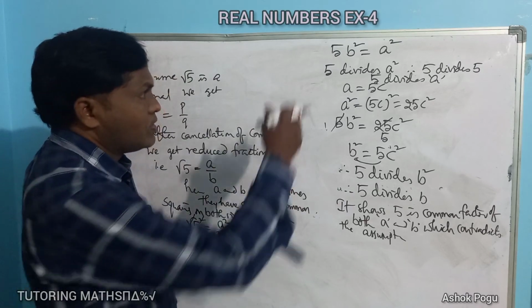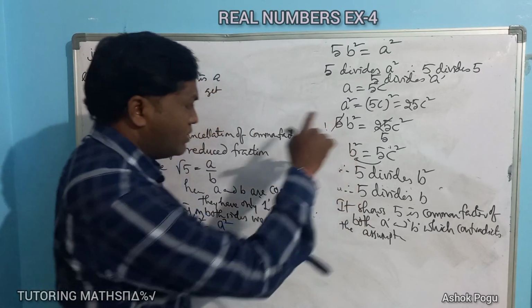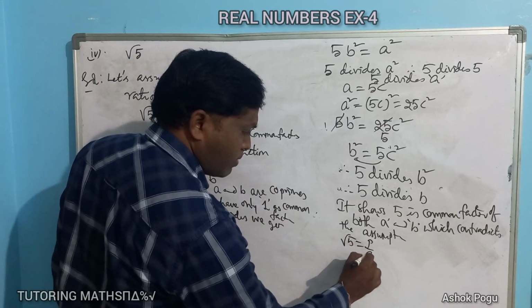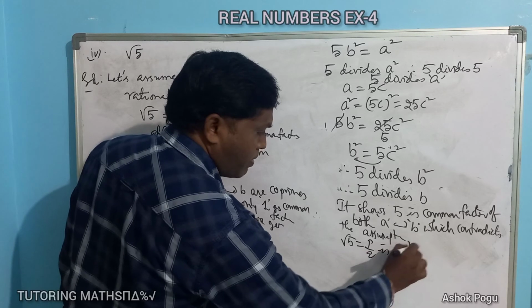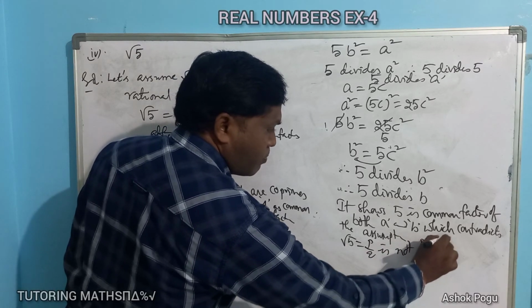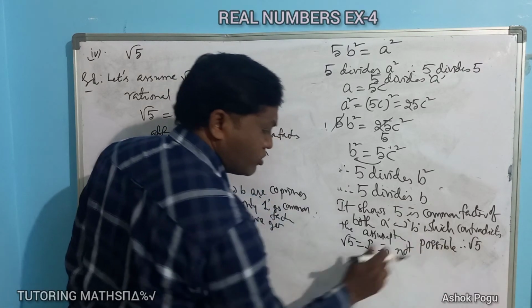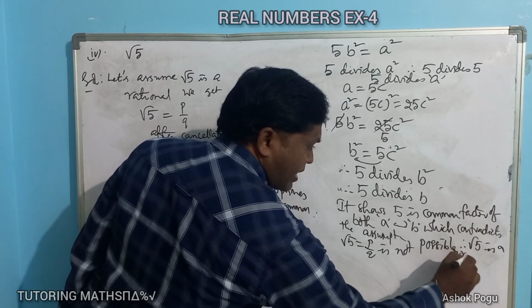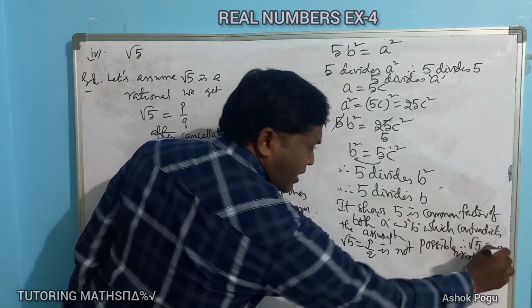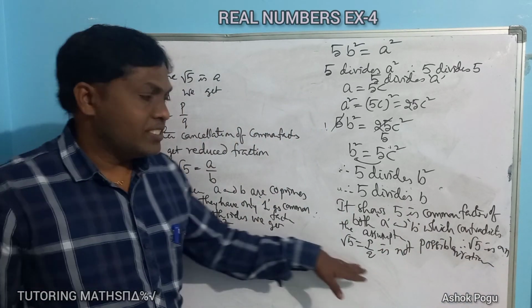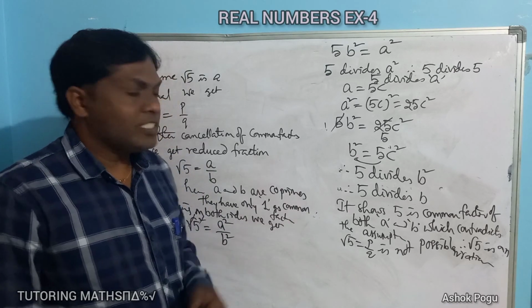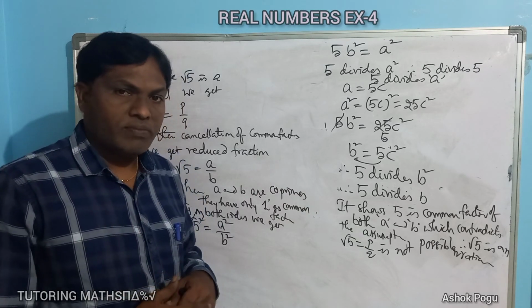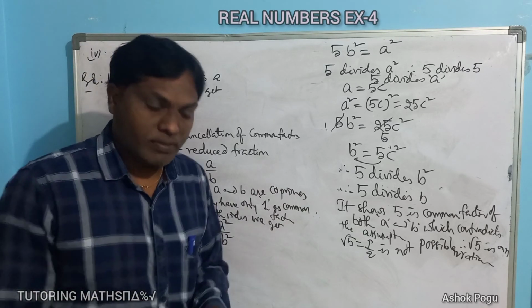So what is the assumption? Therefore root 5 is equal to p by q is not possible. So root 5 is not a rational number. Root 5 is an irrational number. Hence it is proved. So just like this, my dear students, practice well, you will get perfection. In the next class, we will continue one more question.